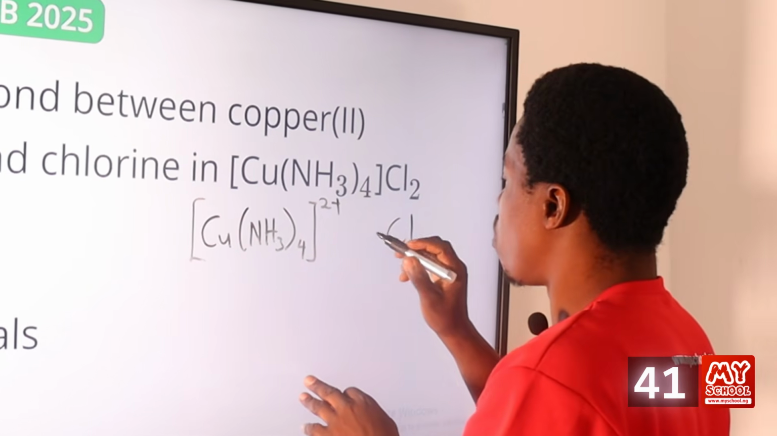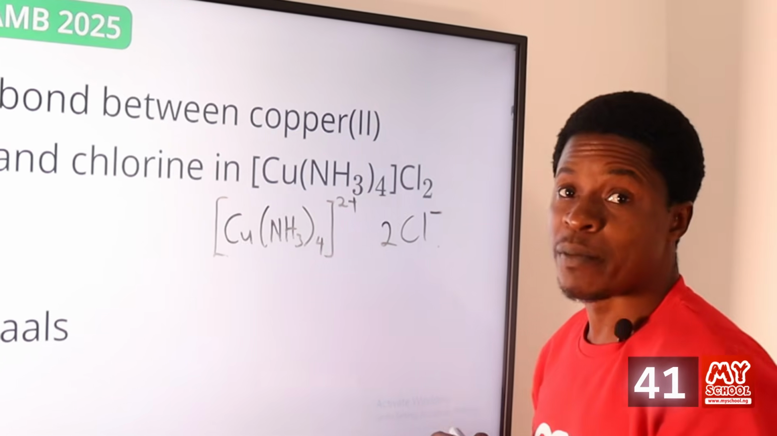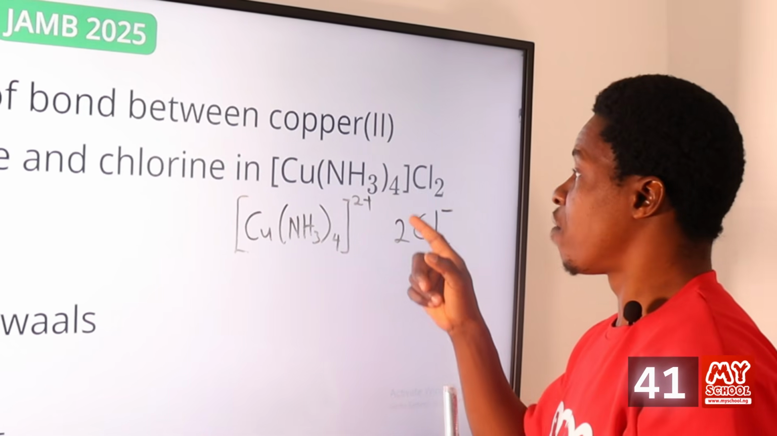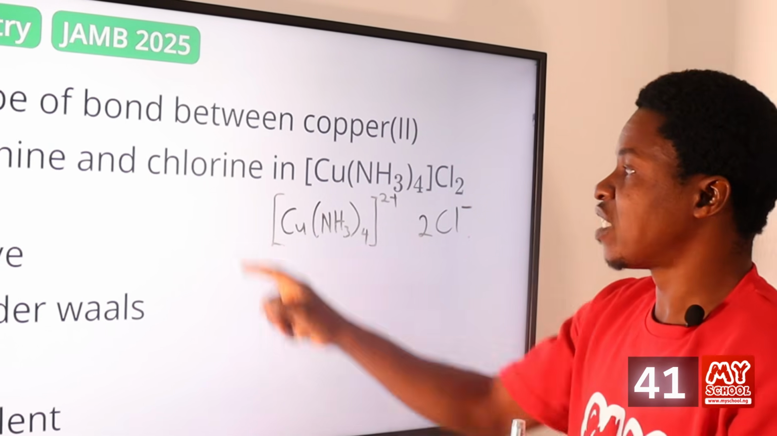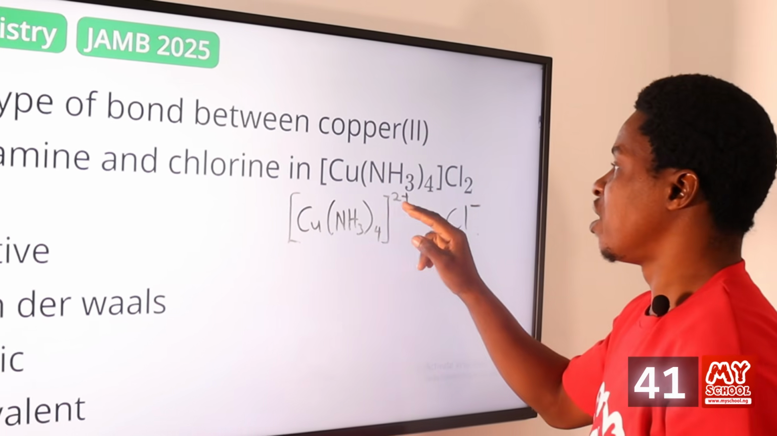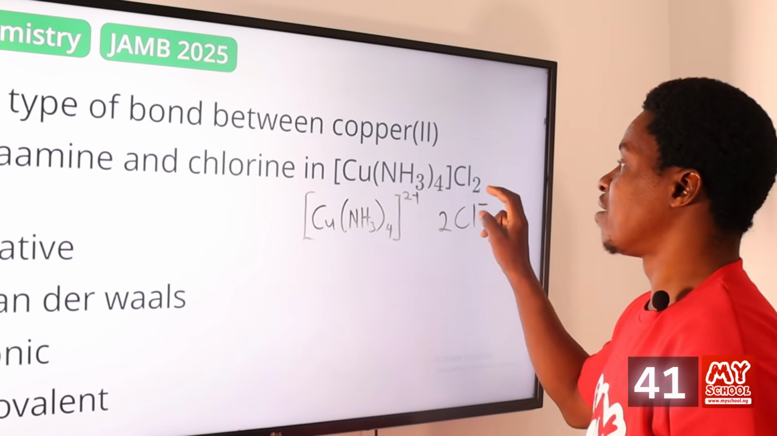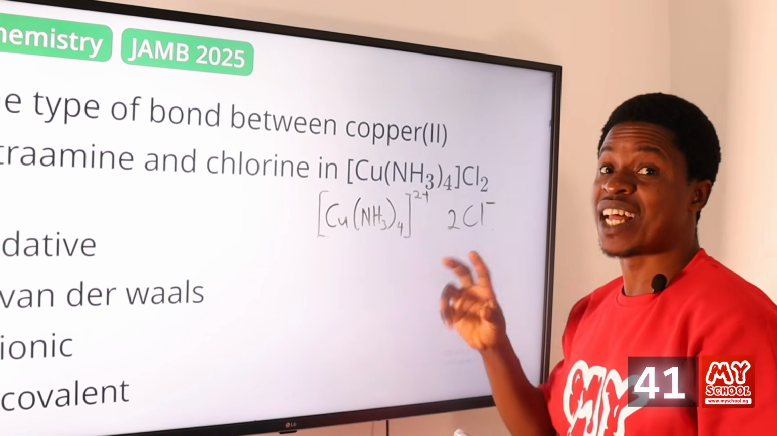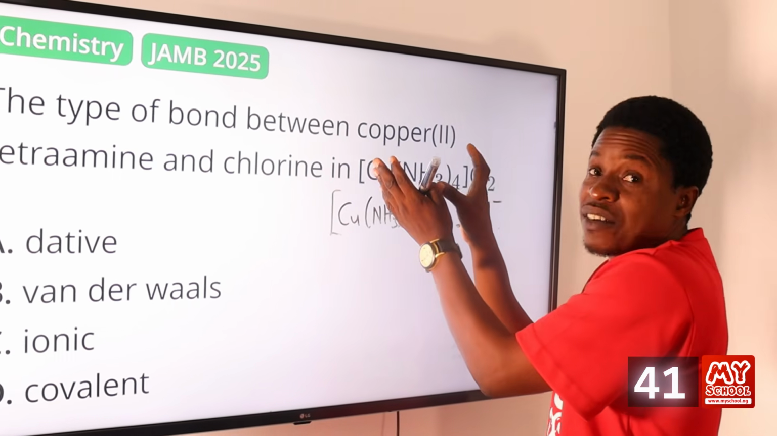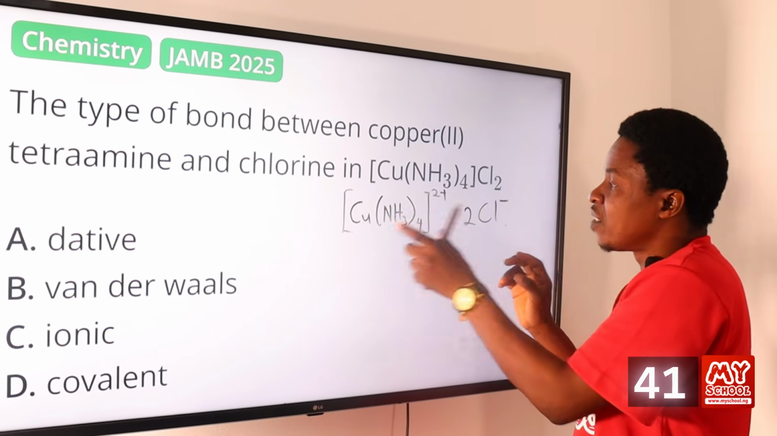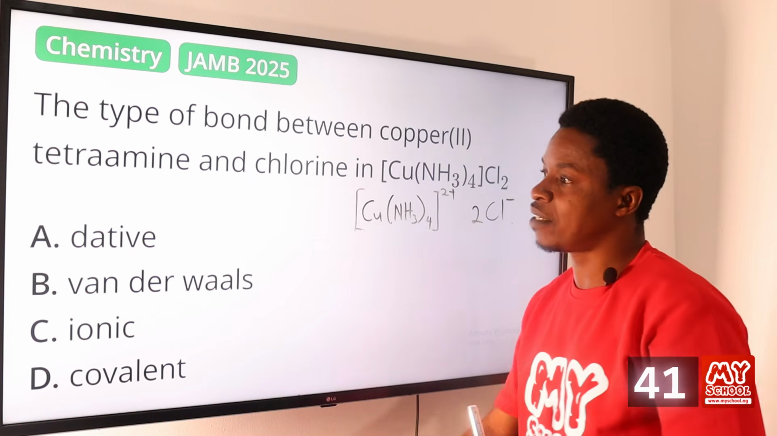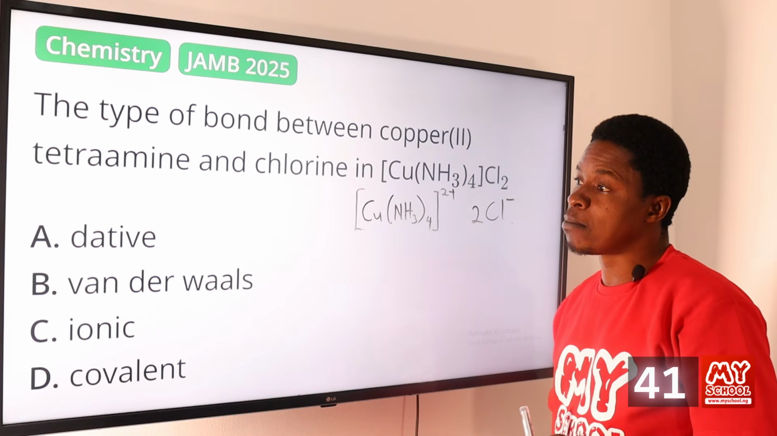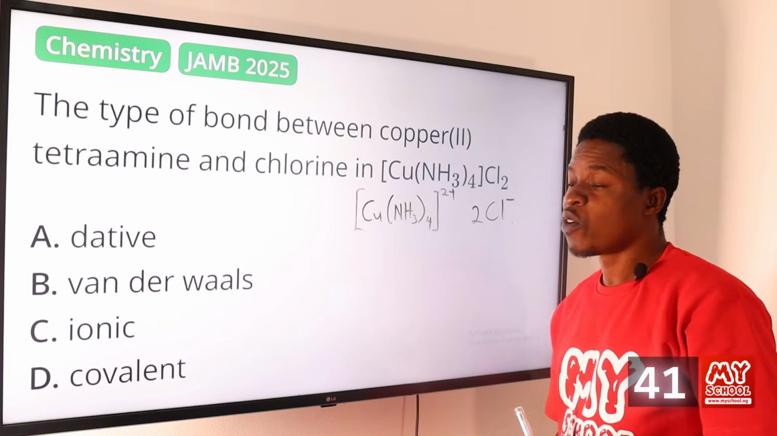So we have 2 of this Cl minus, chloride ion, reacting or bonding with this positively charged ion that we have here. So this is positively charged, then we have negatively charged ions that are combined. So that is ionic. This ionic compound is formed from this ion and this ion. If you look at option A, it says dative, or what we call coordinate covalent bond.